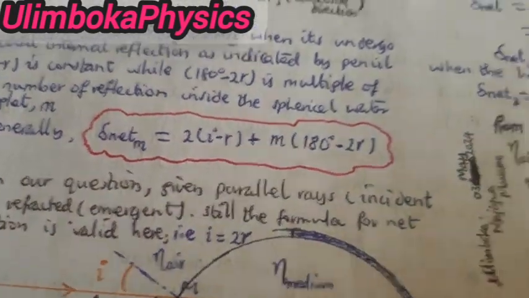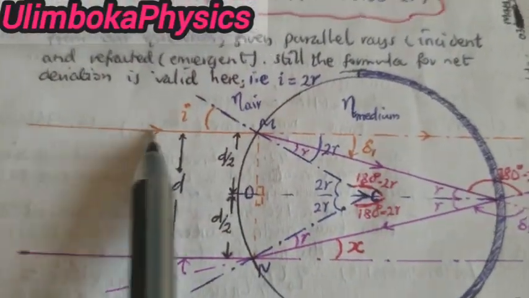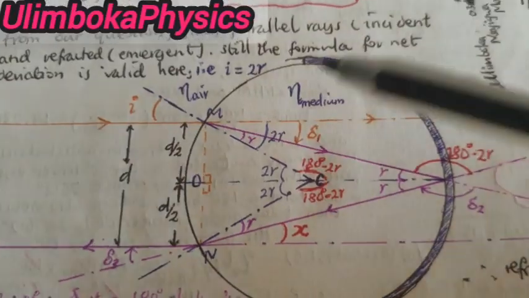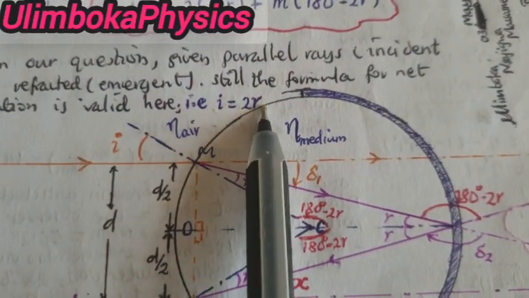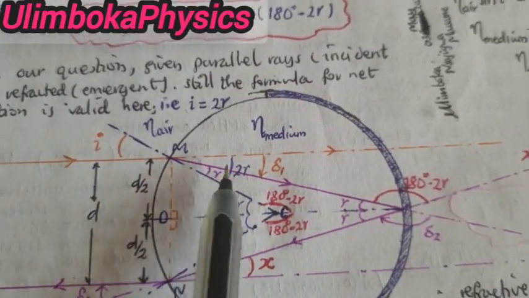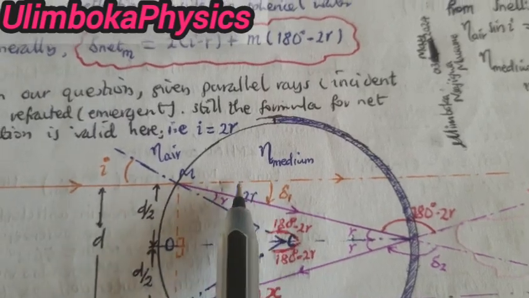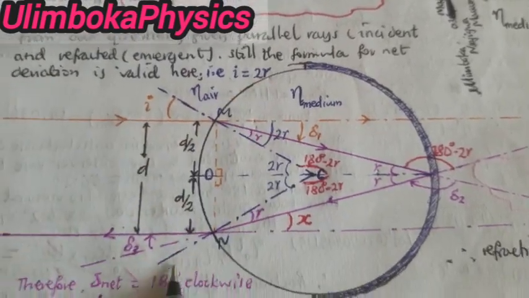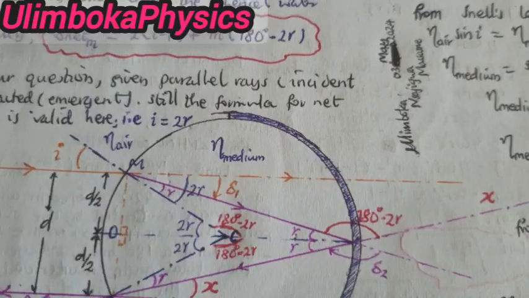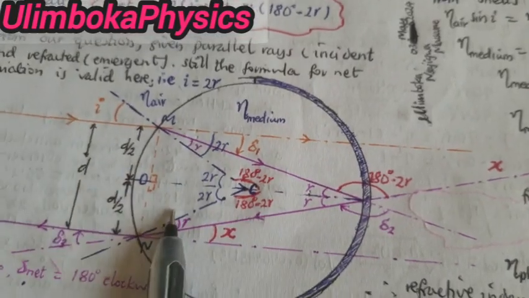Now when we come back to our question, because this is parallel to this one, our net deviation in the clockwise direction is equal to 180 degrees, as we have used I is equal to twice R. As we know, our R here is equal to our R here, because these lines are parallel, and this is the alternating angle here, which is also R. Therefore the sum of R plus R is equal to I. Therefore, our I is equal to twice R. When we substitute into our general formula, we see that the net deviation is equal to 180 degrees in a clockwise direction.